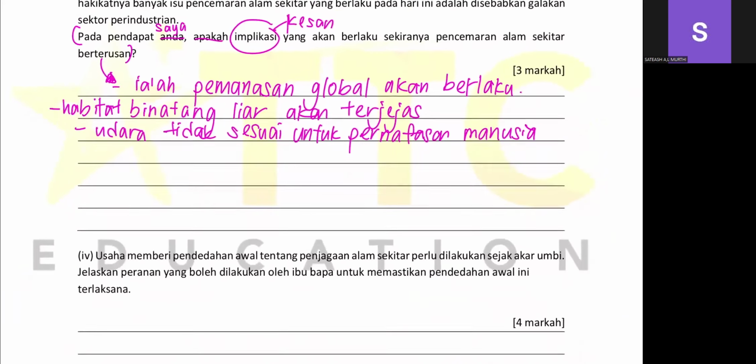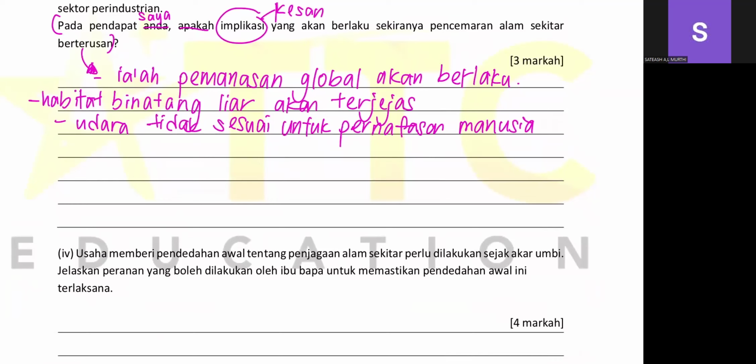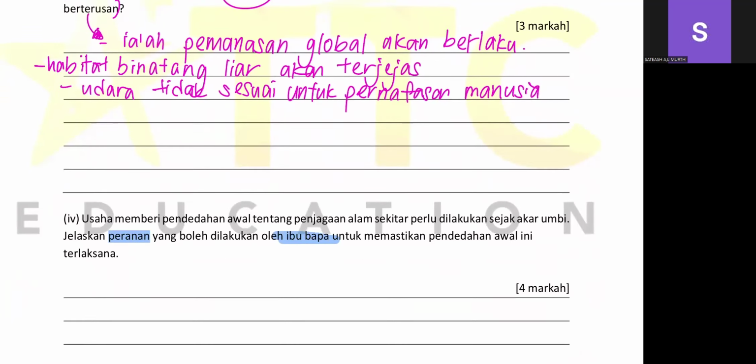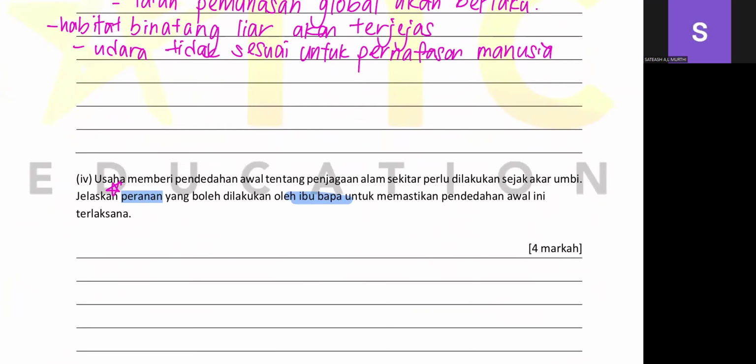Okay, now let's go for question number 4. Usaha memberi pendedahan awal, exposure, tentang penjagaan alam sekitar dilakukan sejak akar umbi, which is from the root cause. Jelaskan peranan yang boleh dilakukan oleh ibu bapa, what parents can do, untuk memastikan, to ensure this exposure terlaksana. What parents should do? The specific mention is peranan ibu bapa. So what parents should do?